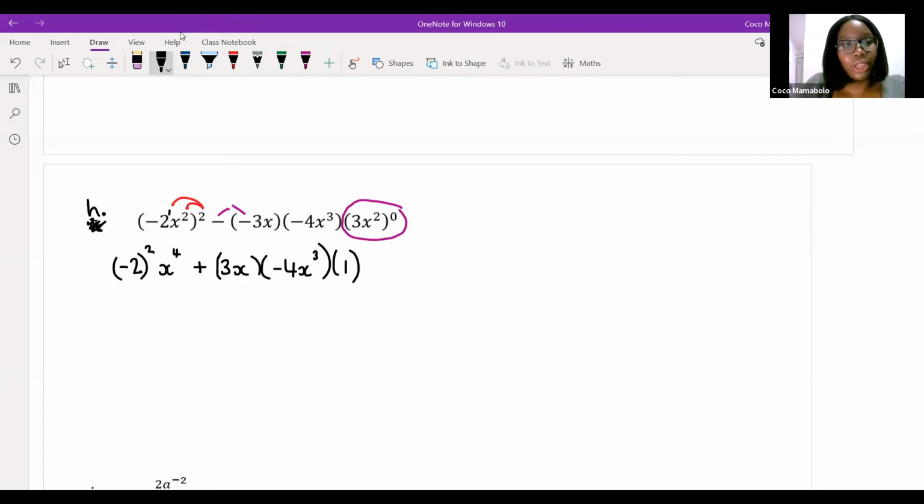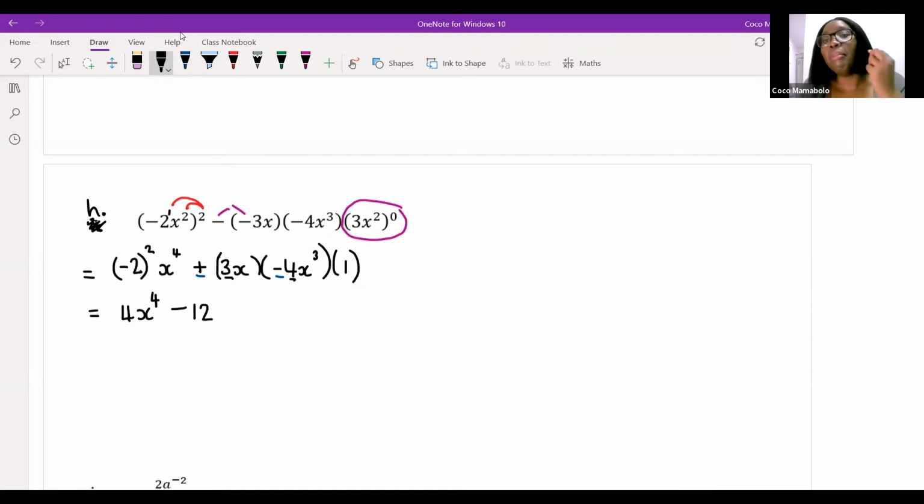All right, now we're going to clean this up. I'm going to have -2 all squared, and that's going to give me positive 4x to the power of 4 plus, and then I'm not going to multiply anything by 1, because if I multiply by 1, I'm just going to get the same thing. But I'm going to go, oh, I'm lying. It's not even a plus. A positive times a negative will give me a negative. And then I've got 3 times 4 will give me 12.